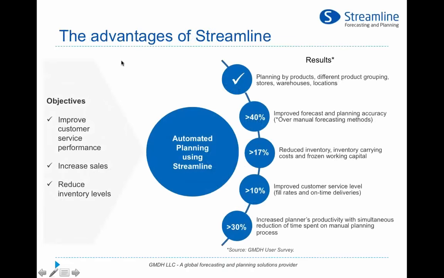Some of the advantages of Streamline, well, our objectives are improving customer performance, increasing sales, and reducing inventory levels so your carrying costs are lower. Some of our results, planning by products, different product groupings, stores, warehouses, and locations. We've been able to have a huge impact on improved forecasting, planning, and accuracy, reduced inventory, and reduced inventory carrying costs and frozen working capital, an improvement in customer service level, both fill rates and on-time deliveries, and a large impact on increased planner productivity with simultaneous reduction of time spent on manual planning processes.